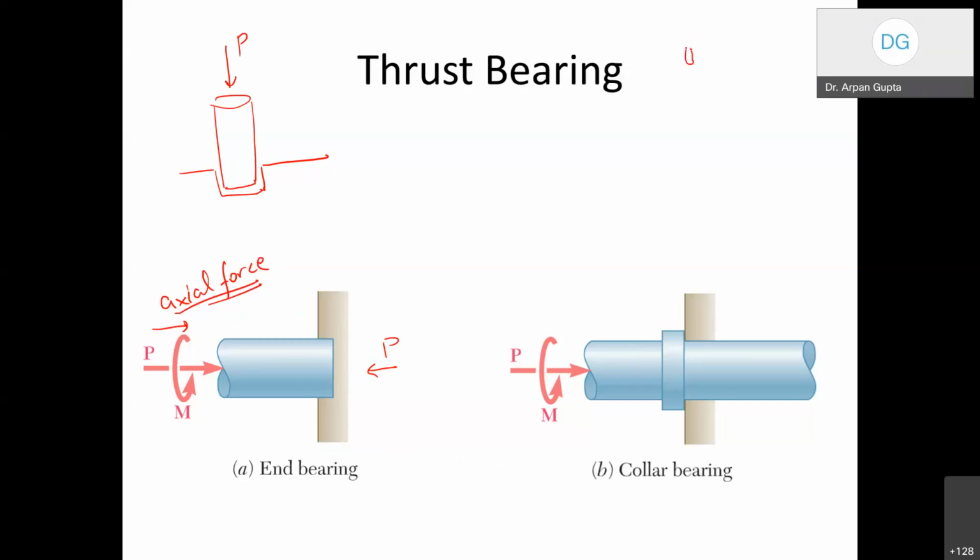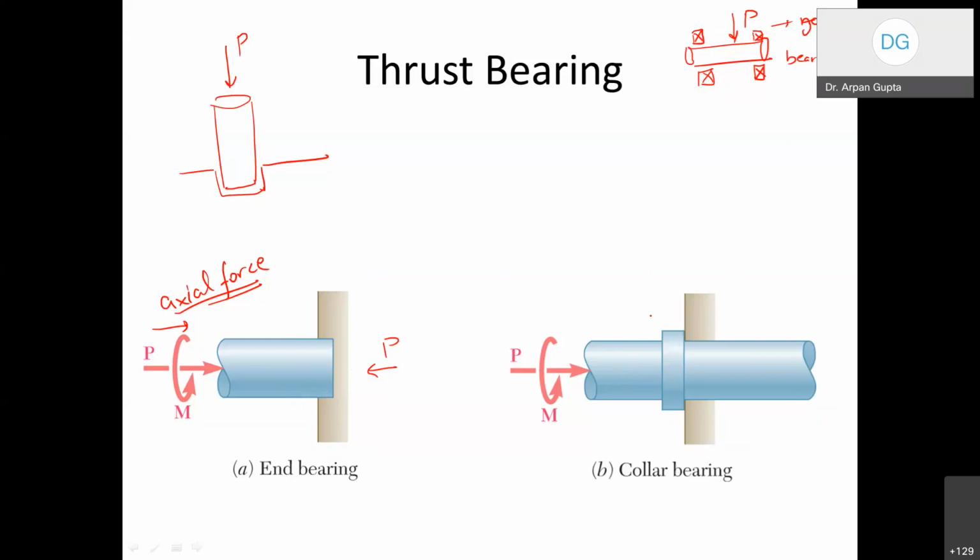In case of normal bearings that we have seen, we have load which is transverse. So these are journal bearings or other kinds of bearings. This is the symbol for bearing, right? So this is the journal bearing. Okay. So for axial load, we need some system, something like this. We can have end bearings, or we can have collar bearings.